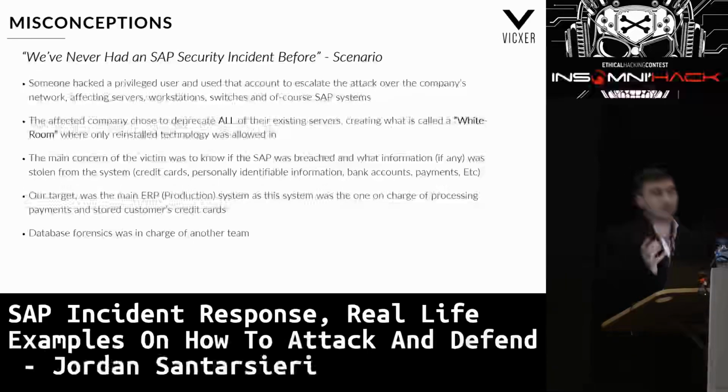The scope that they gave us was the ERP system. Why? Because they were processing a lot of payments and all the credit cards of the customers were in that ERP system. If we were able to prove that something bad happened in that system, game over. They would need to go public and give an explanation of the situation. The only caveat here is that the forensics of the database was handled by another team, very well-known forensic companies that manage these kinds of situations. We were only focusing on the SAP side.